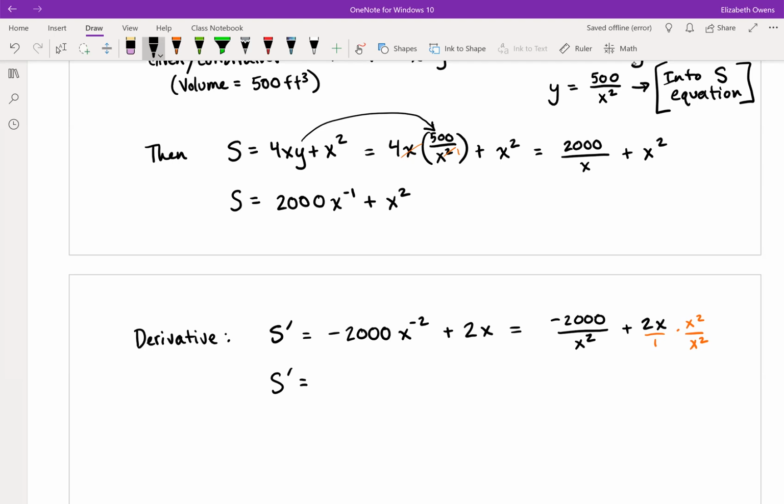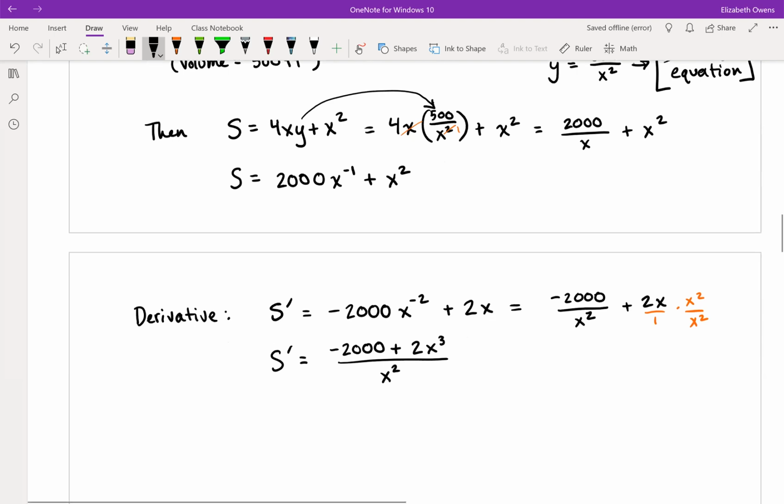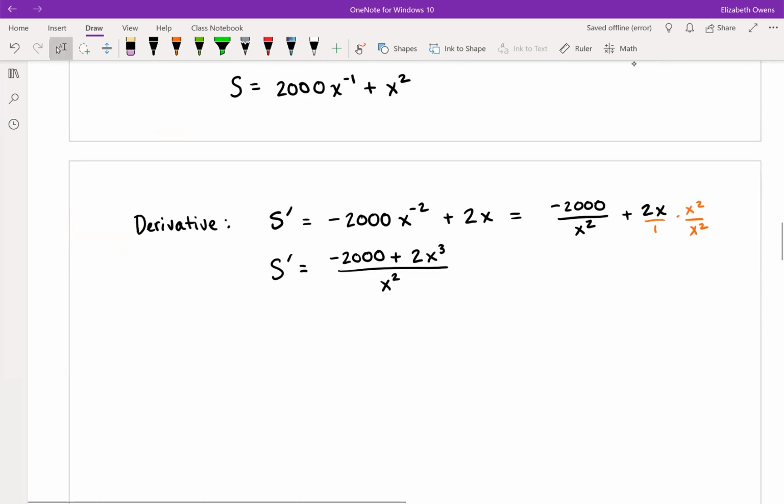Then we would have negative 2,000 plus 2x cubed over x squared. And that would put it all into one rational expression. That'll make it nice and easy to find our critical points. It wasn't necessary, by the way, to put that into a single expression. You can still find your critical points just from the form of the derivative that we had before. This will just make it a little easier.